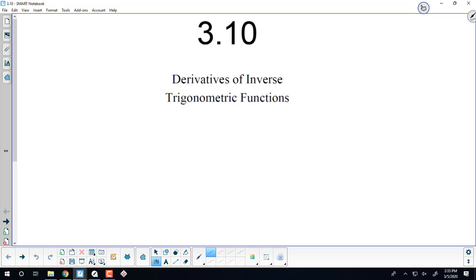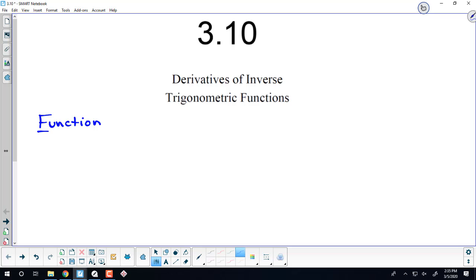This is the last section in chapter 3 where we actually get new derivative rules. We're looking at the derivative for the inverse trig functions. We still have 3.6 and 3.11 left from chapter 3. We're probably just going to look at one. The formula for the derivatives is on the next page. We'll look at one and how it comes about.